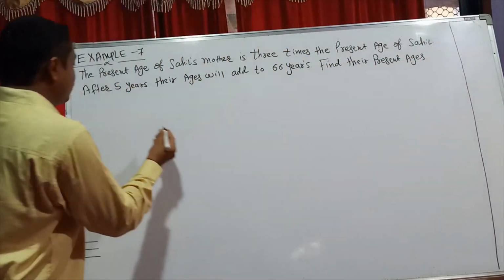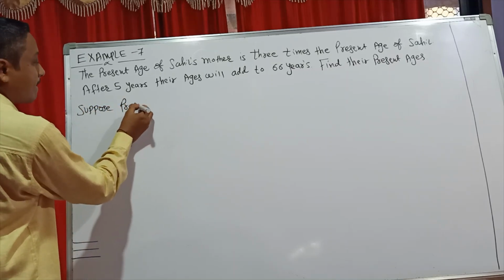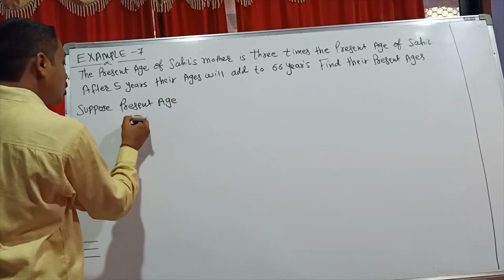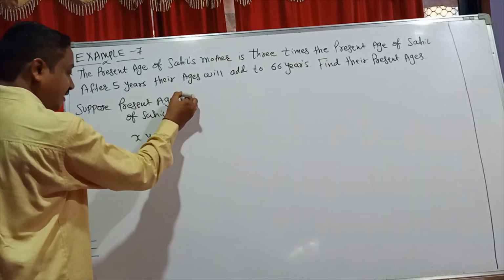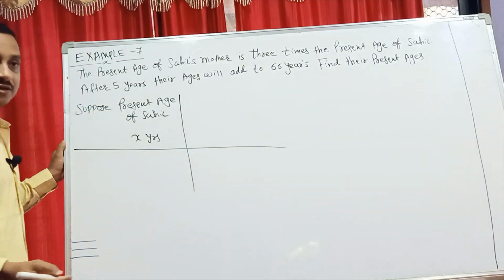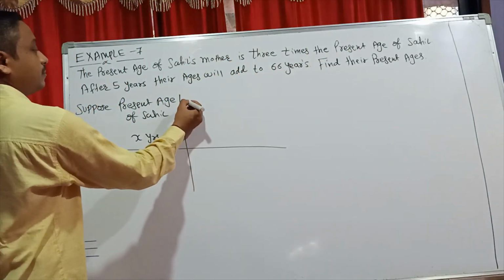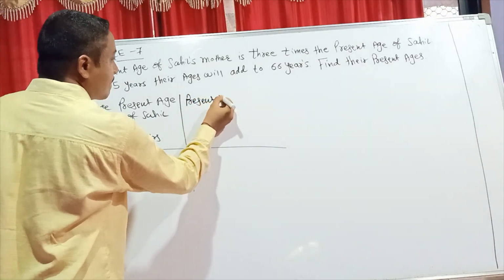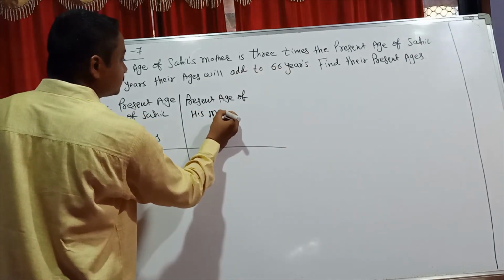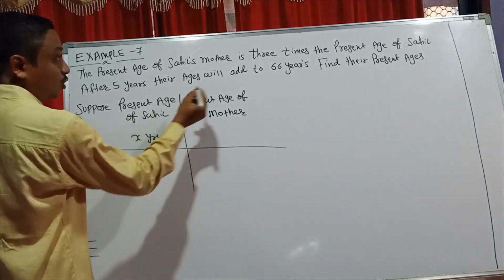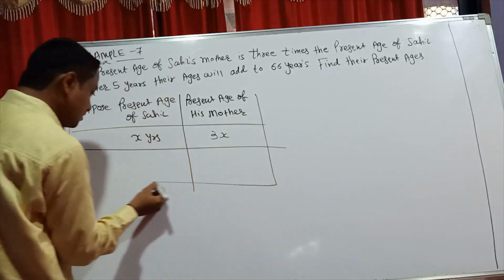So very easy students. First of all I suppose the present age of Sahil is x years. This is assumed as Sahil's present age. And read that present age of Sahil's mother is 3 times the present age of Sahil. It means the present age of his mother is 3 times, so here write down 3x. That's your mother's age.